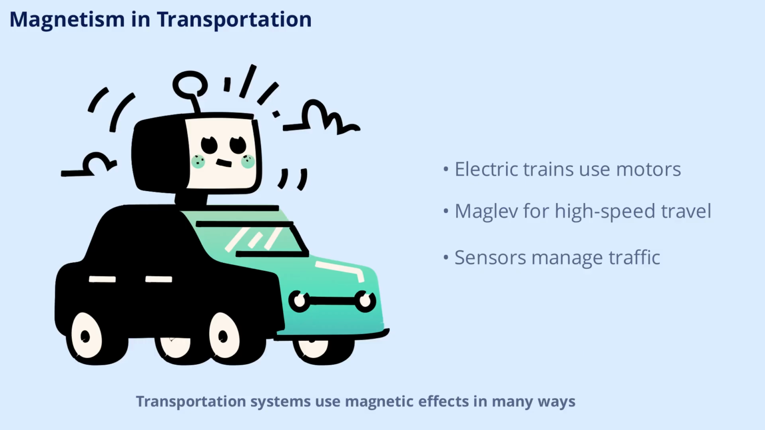Transportation systems use magnetic effects in many ways. Electric trains and subways rely on motors powered by electromagnetic forces. Maglev trains use magnetic levitation for high-speed travel. Even traffic lights and sensors use electromagnetic induction to detect vehicles and manage traffic flow efficiently.